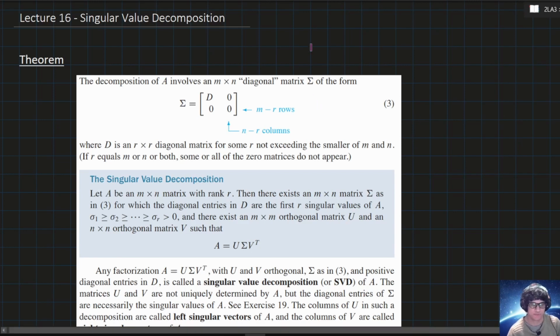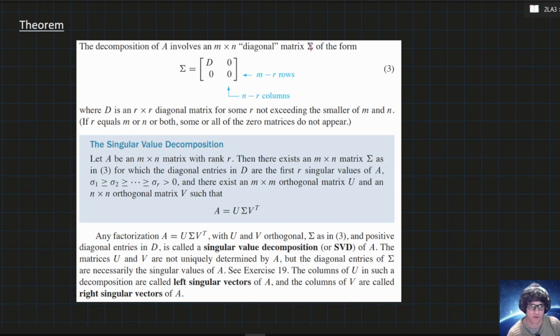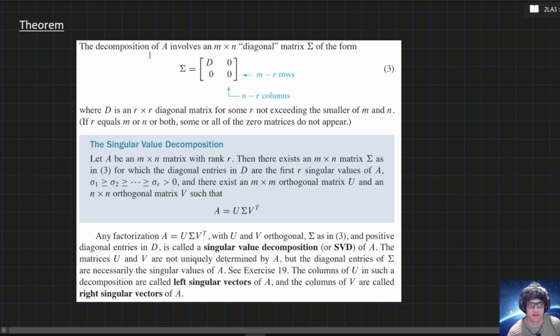Now we've said enough to state the formal theorem of the singular value decomposition. We assume A is a real m by n matrix, then the decomposition of A involves an m by n diagonal matrix sigma of this form, where we have a diagonal matrix in the top left corner and the rest is filled with zeros.